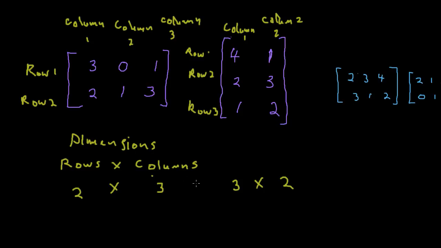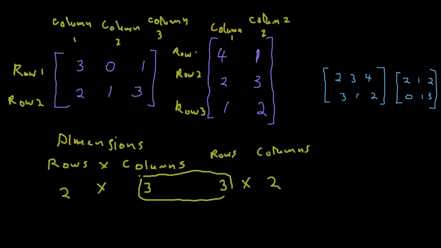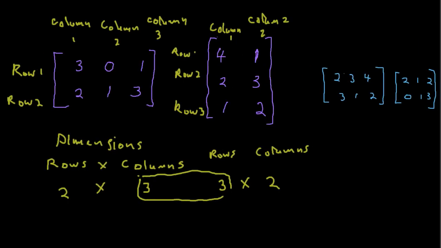And we can multiply matrices if, let me just label rows and columns for the second matrix, we can multiply matrices if the number of columns in the first matrix is the same as the number of rows in the second matrix. So in this case they are the same, 3 and 3.